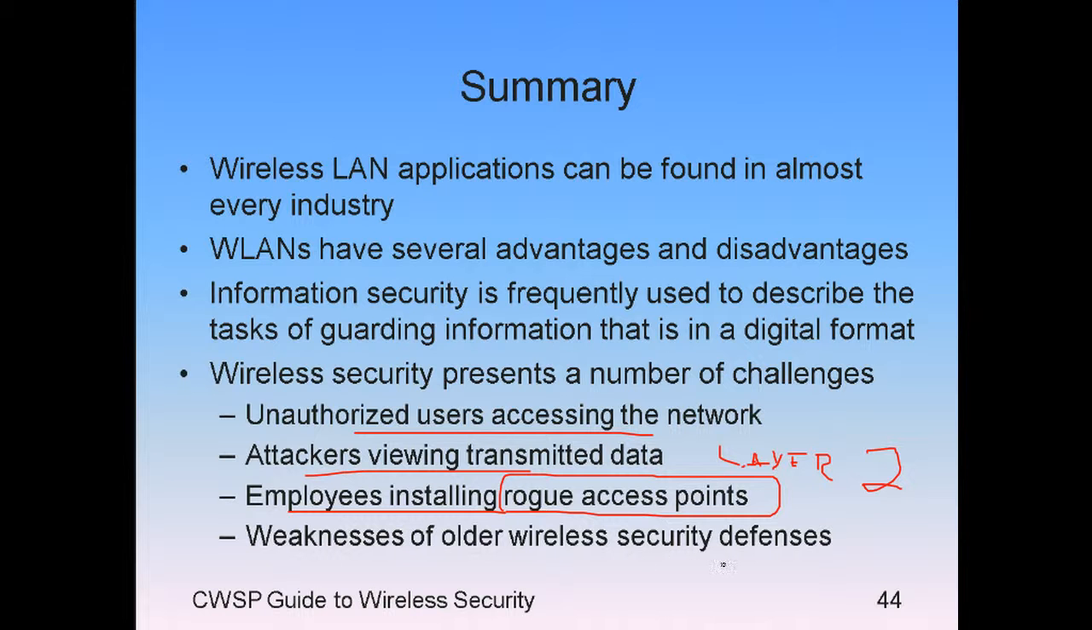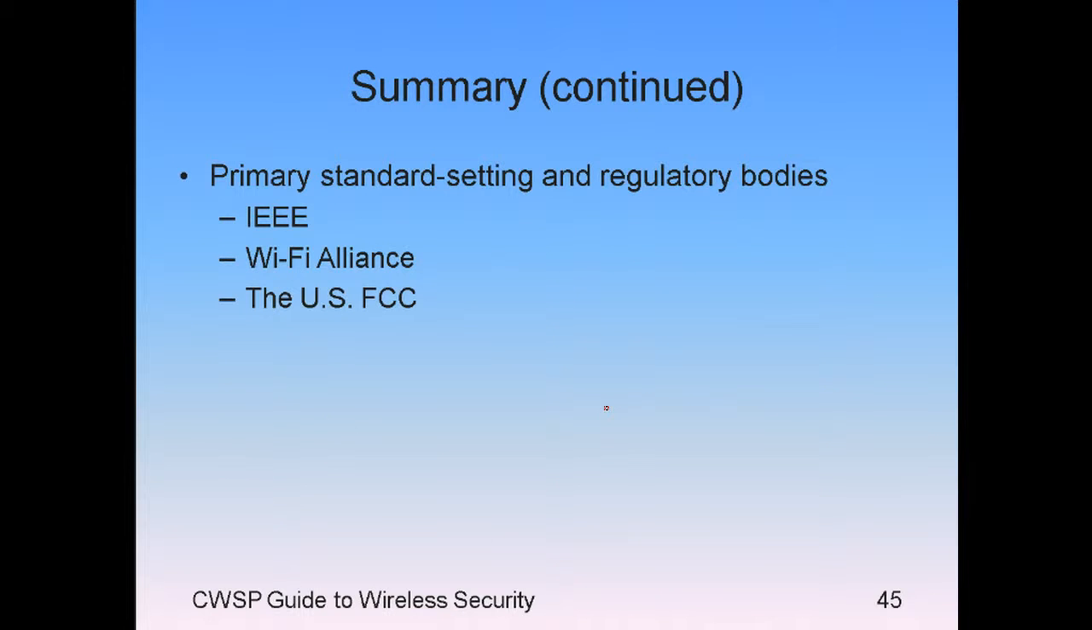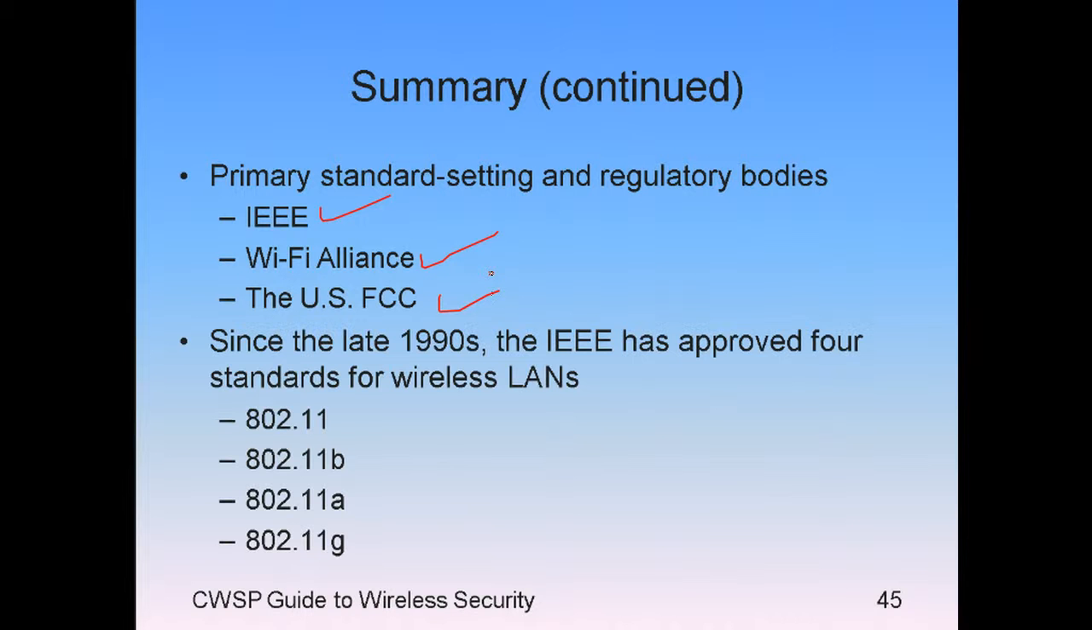Weaknesses of older wireless security defenses, and in particular WEP, insecure. The newer ones are better. There is no system that is uncrackable. The regulatory bodies, the IEEE, the Wi-Fi Alliance, and the FCC. Wi-Fi Alliance creates the standards, and everything that you have should be a part of that. It says 4, we also need the N in here so that we have the standards that have been approved.